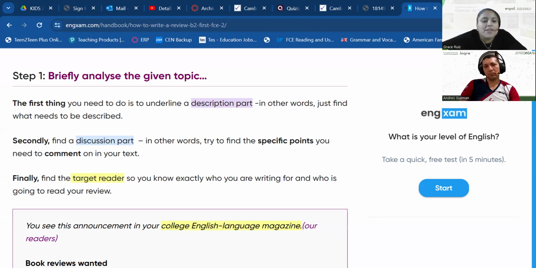Finally, find the target reader so you know exactly who you're writing for and who is going to read your review.